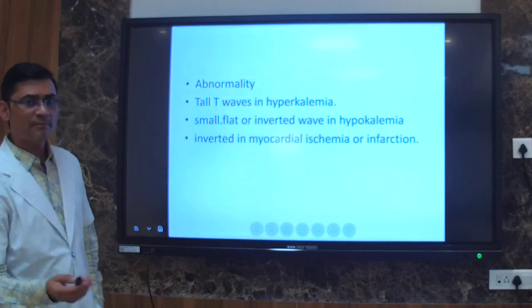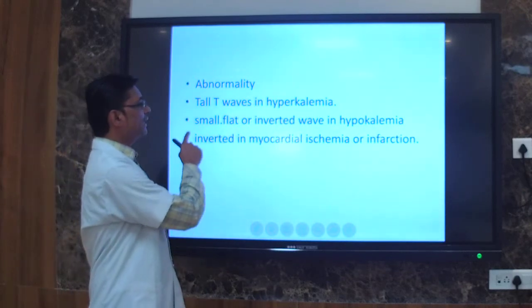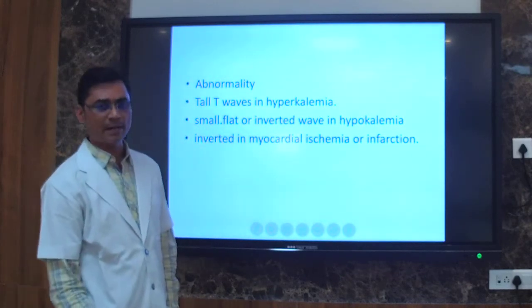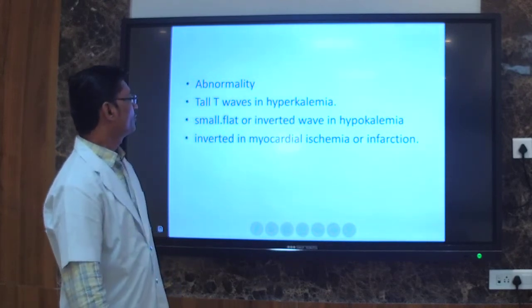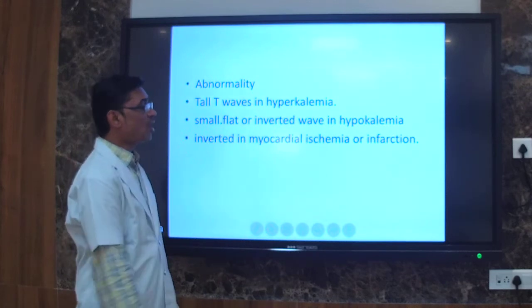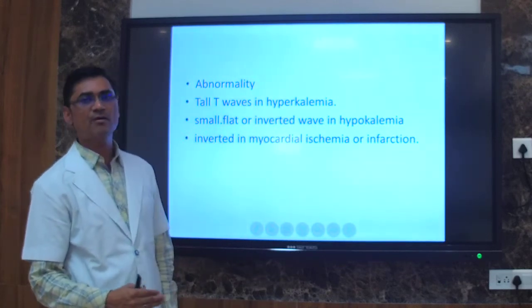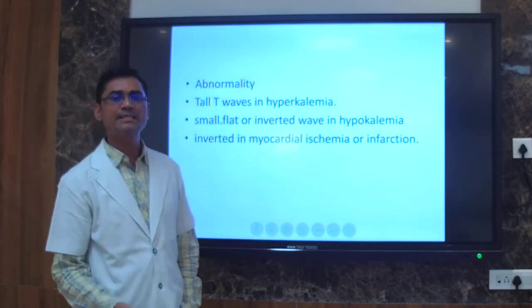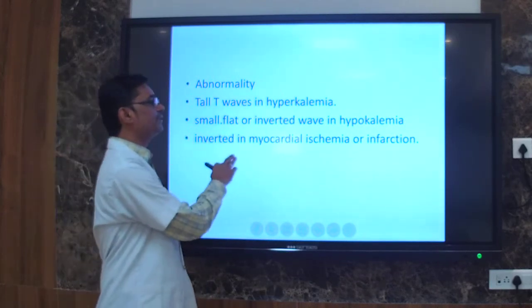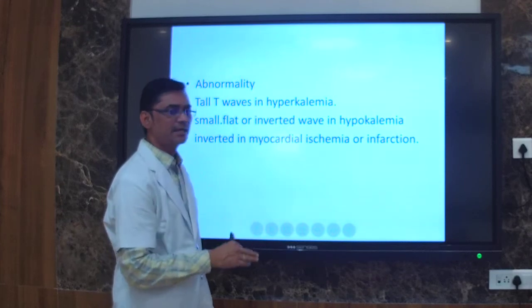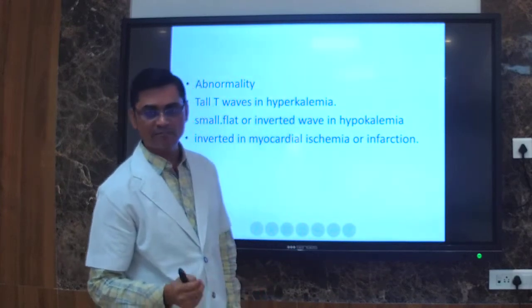Now coming to the abnormalities of the T wave, you may get a tall T wave in case of hyperkalemia, that is increased serum potassium level. You may get a small, flat or inverted T wave in case of hypokalemia, that is decrease in potassium level. You may get an inverted T wave in case of myocardial ischemia or infarction.